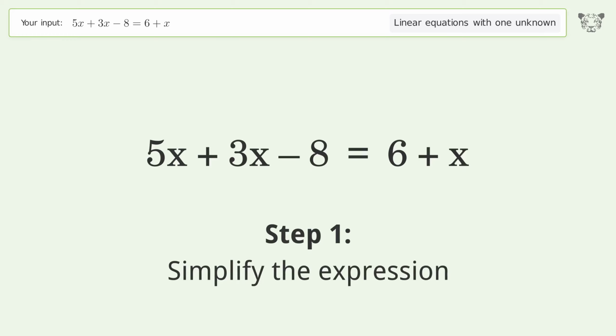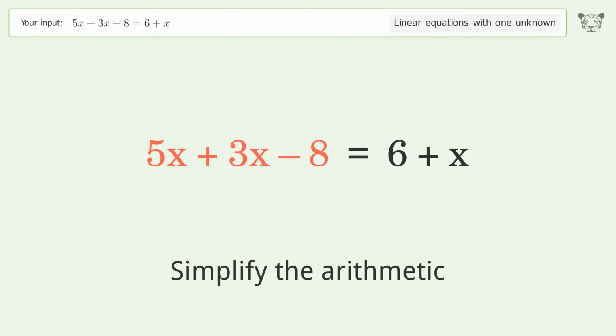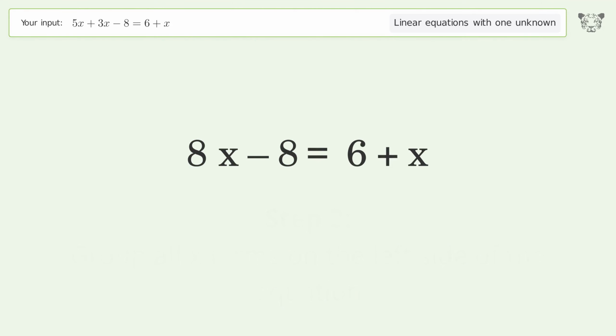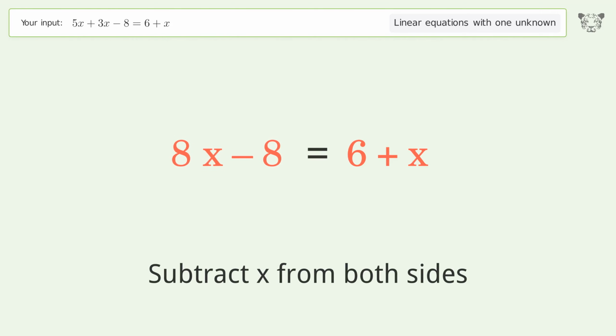Simplify the expression. Simplify the arithmetic. Group all x terms on the left side of the equation. Subtract x from both sides.